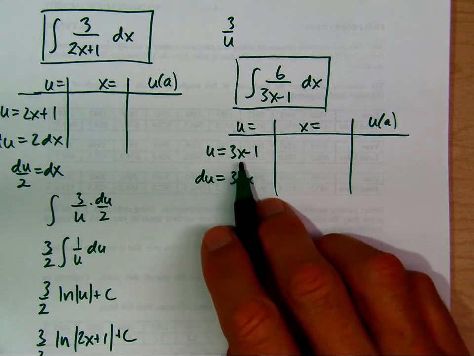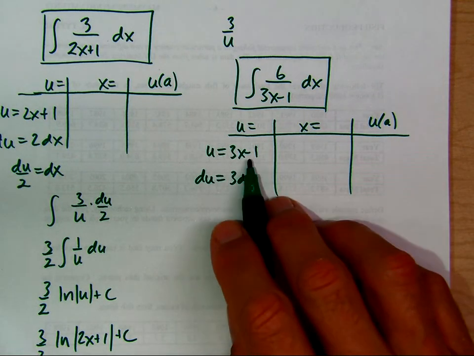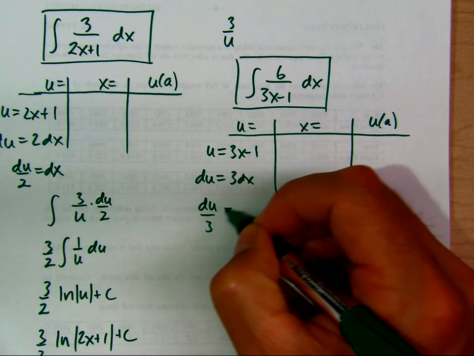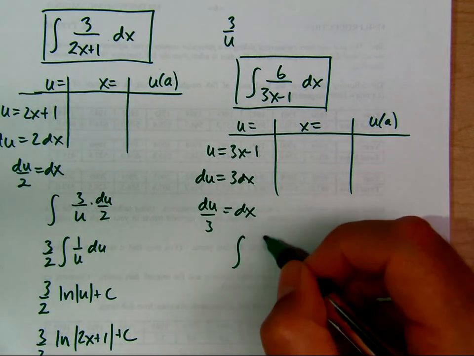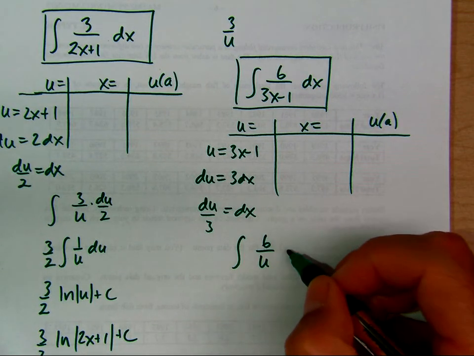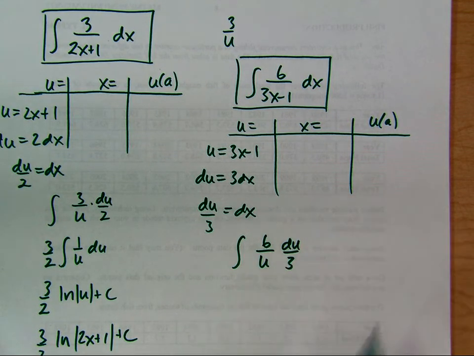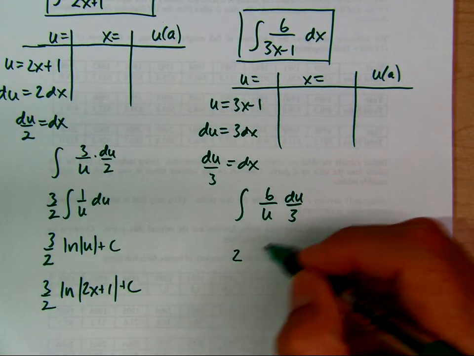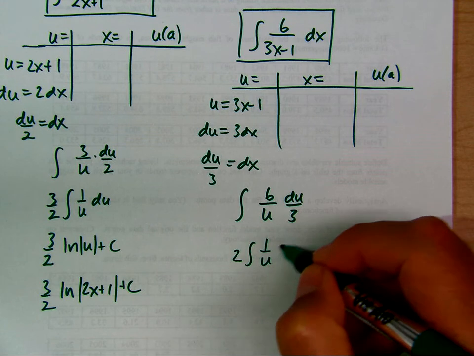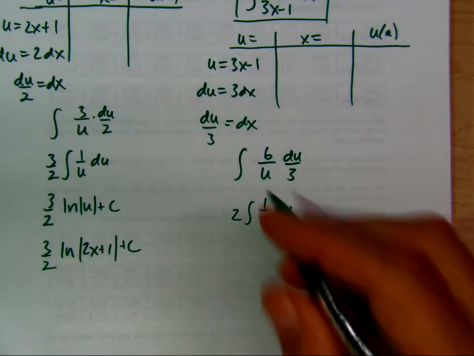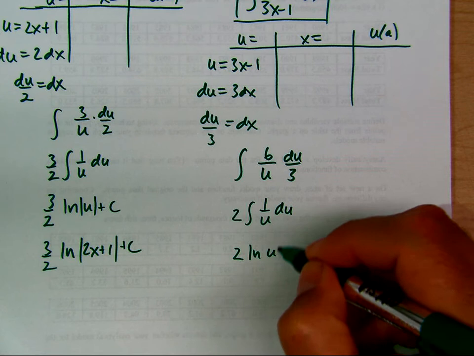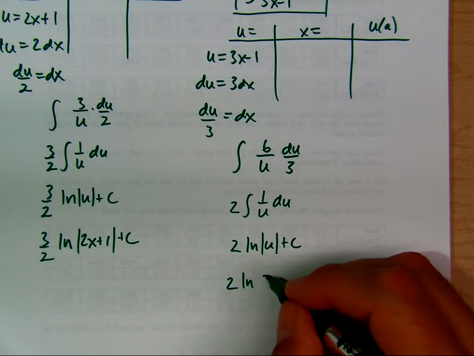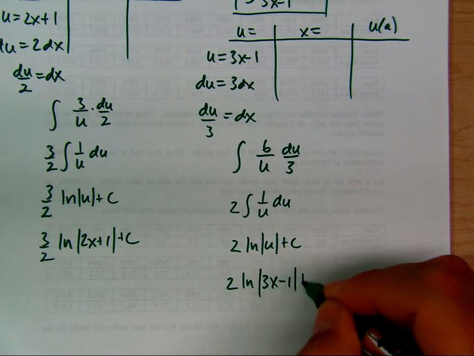So the derivative of 3x is 3 dx. The derivative of 1 is 0. So we just have 3 dx. And here we can simplify 6 over 3 is 2, take it outside, integral 1 over u du, and that is 2 natural log u plus c, 2 natural log, and u is 3x minus 1, plus c.